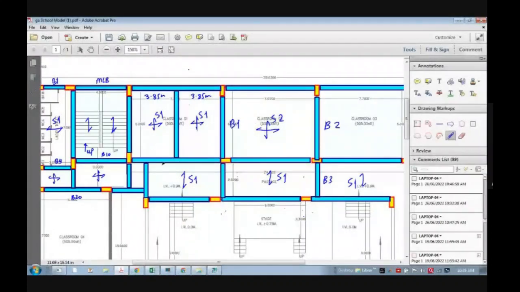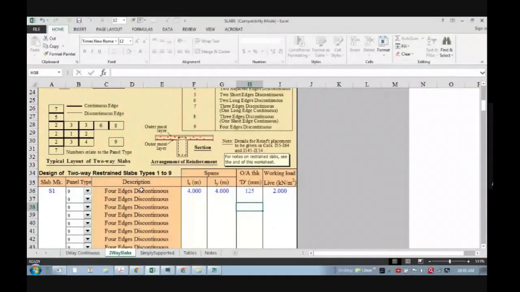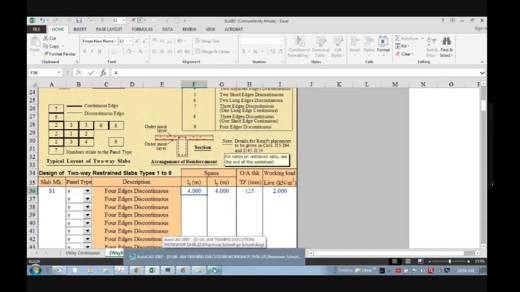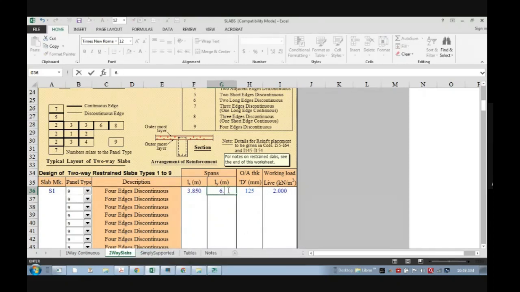Now let's say my S1 slab is, so boundary conditions are there. This is continuous, this is continuous, this is simply supported, this is simply supported, like this. Just as you are planning, don't go much into detail of the design. You can assume all four edges discontinuous also, there is no problem. Just, because I'm doing this only to check the thickness required. And what is the span? Shorter span is 3.85. Longer span is 6.1.